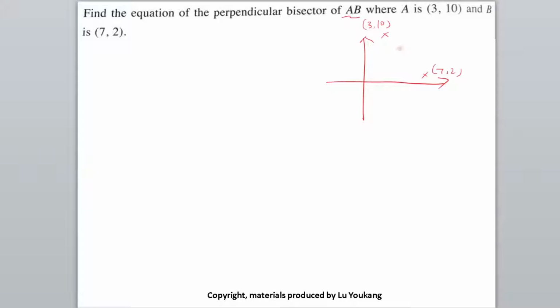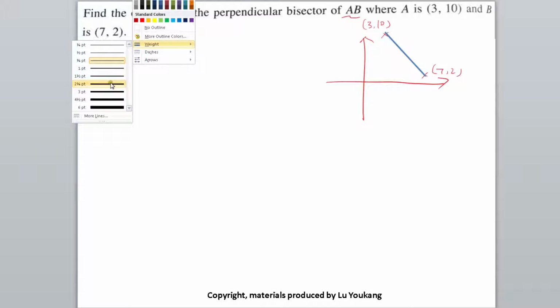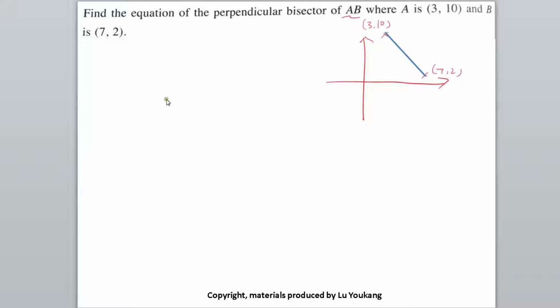I tried to link them up, but it's not straight enough, so let me redo it again using a straight line. Okay, I've got a straight line, and let me darken it. So finally I have linked up A and B.